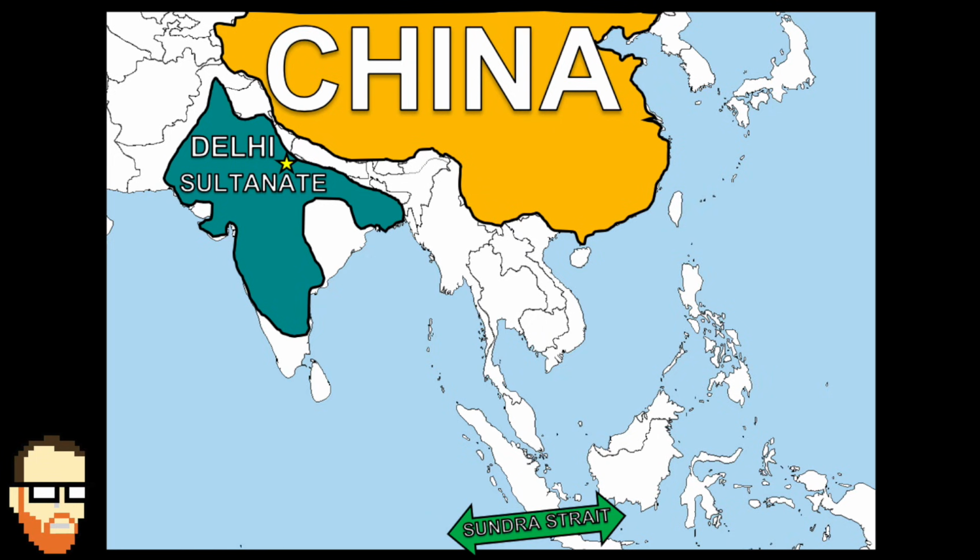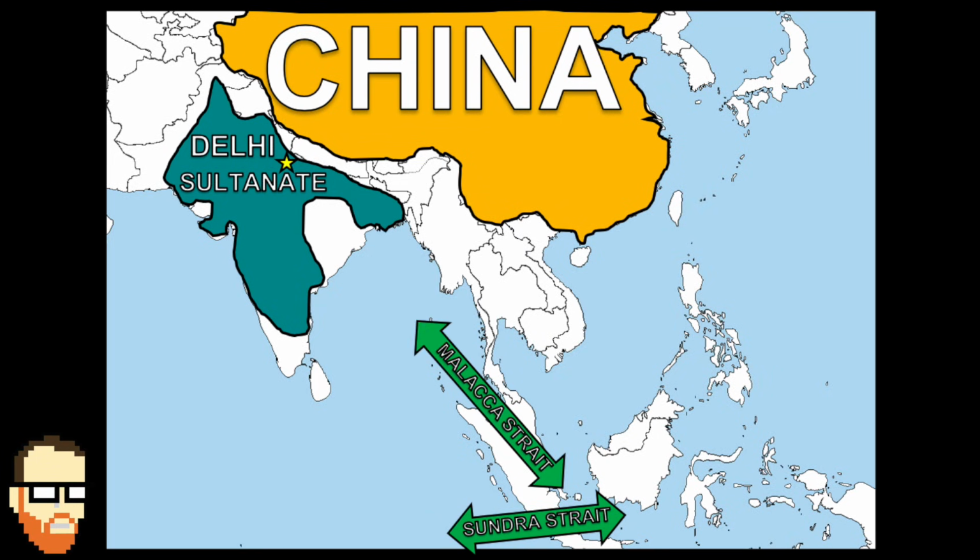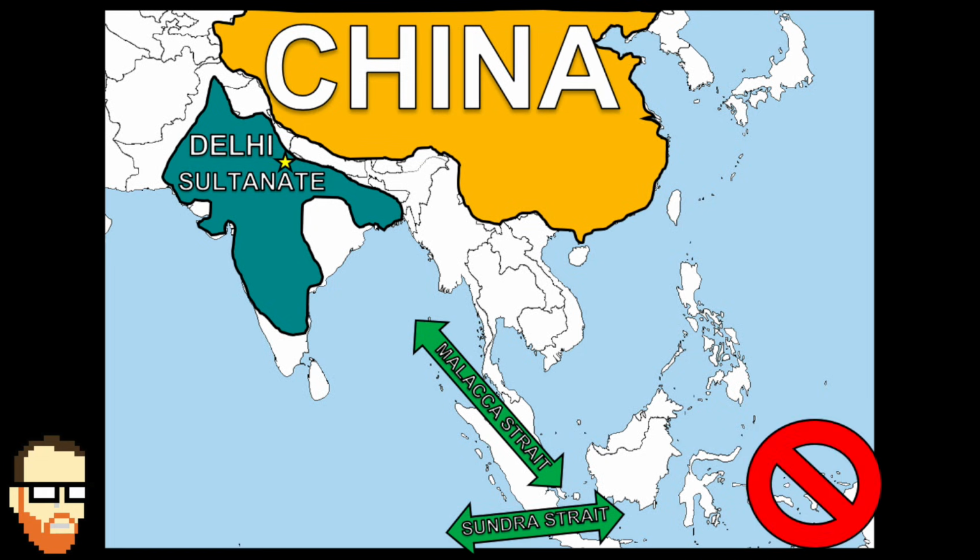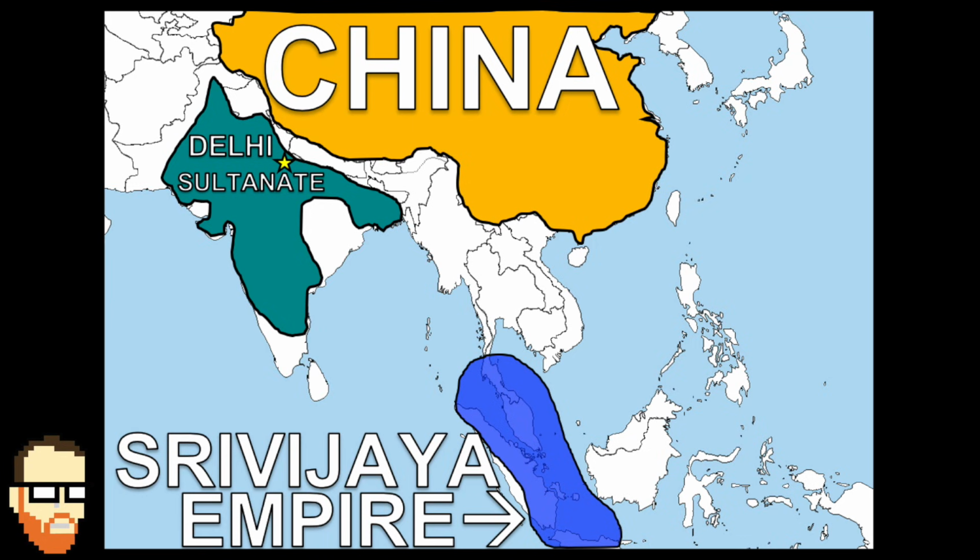The location that brought them all the trade was 2 straits that they controlled. First, the Sundra Strait. Second, the Malacca Strait. Look at that map. Try to get between India and China and not go that way. What are you gonna go, Papua New Guinea? Australia? Come on, you're wasting your time. You're gonna go through Srivijaya. And Srivijaya was Southeast Asia's hottest trading spot.